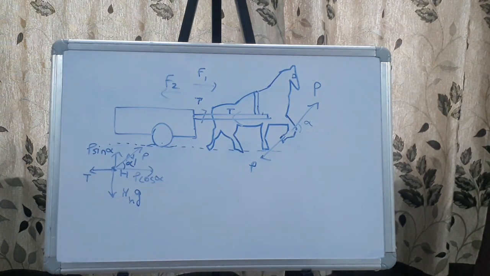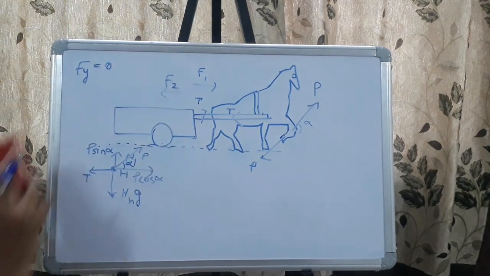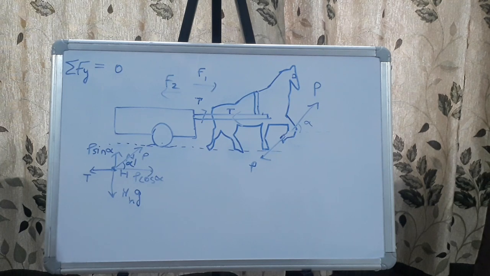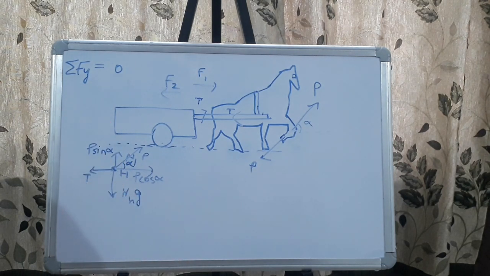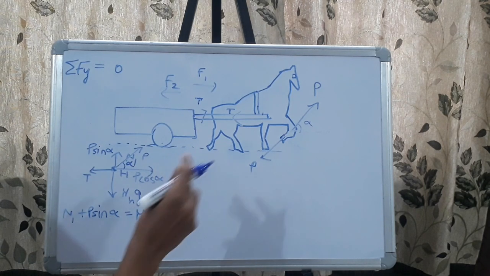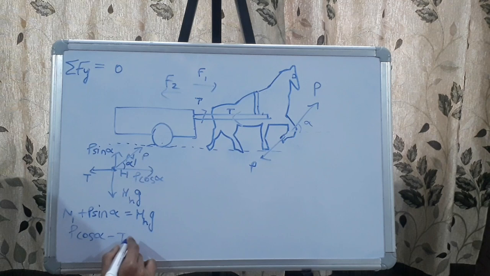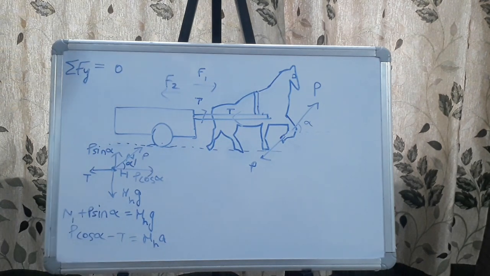Now the horse is moving in the forward direction, so it is accelerating in the forward direction, while the forces in the y direction are balanced. So sigma Fy, the sum of all the forces in the y direction, is 0. Now we have P sin alpha, the normal reaction, and mhg in the y direction. So let's equate them: N1 plus P sin alpha is equal to mhg. And the horse is accelerating in the forward direction, so P cos alpha minus T is equal to mha.